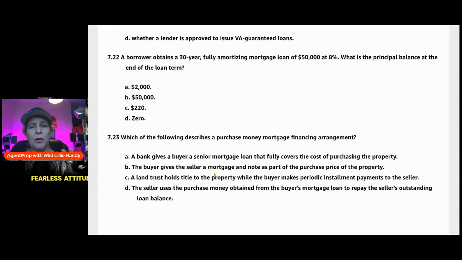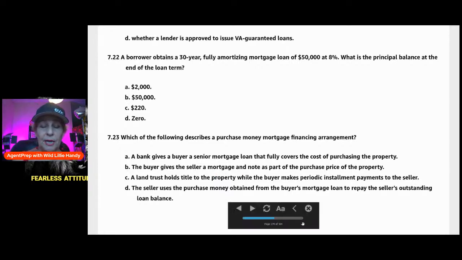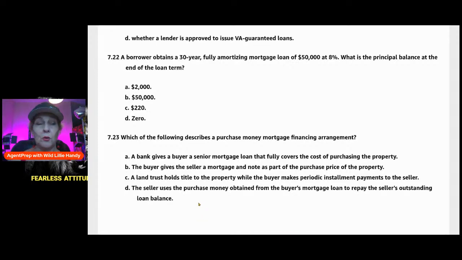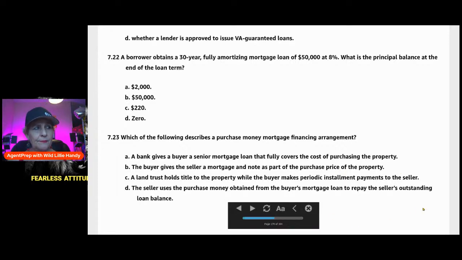That's the security, right? The mortgage is the deed of trust. In the state of Texas and other states, it's a mortgage. And so the difference between the two is the foreclosure process. And a note. The mortgage is recorded, the note is not, as part of the purchase price of the property.